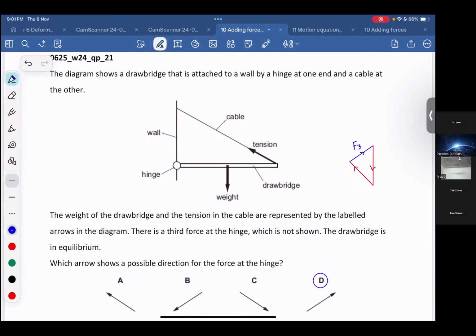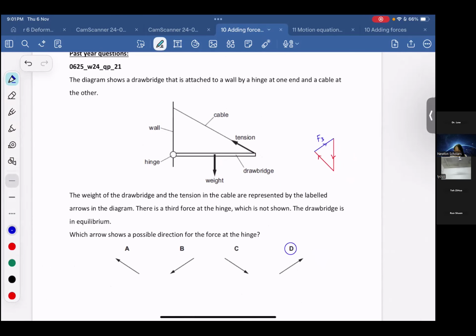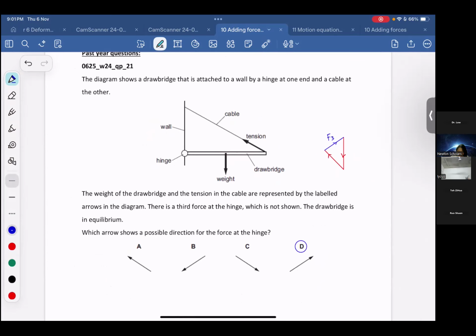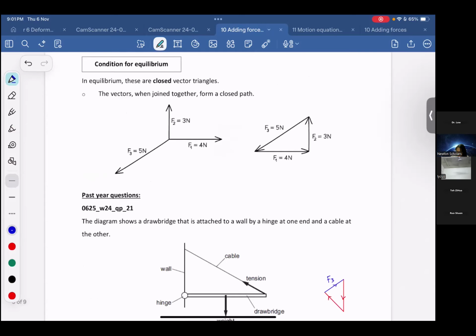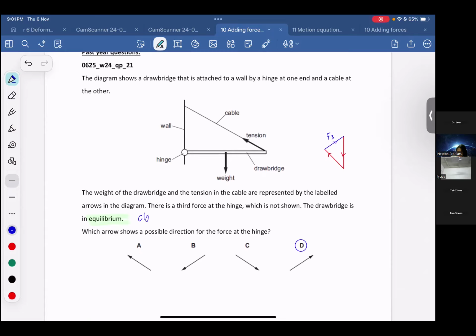And then the last part, equilibrium, is seldom asked, but it came out last year. That's why I'm still teaching you. When they want to say equilibrium, you highlight this one, equilibrium. You need to join these three together to form a closed path. If they are able to form a closed path, that is a balanced force. Okay, the force is balanced.